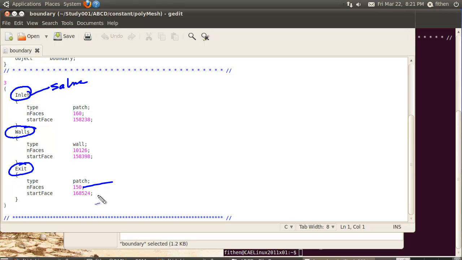There are 150 of those faces. The starting face is there. There are 10,000 of those and 160 there.